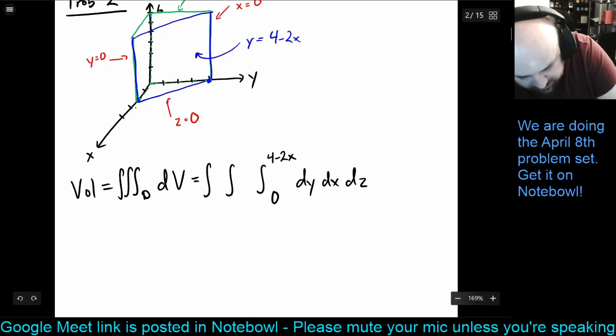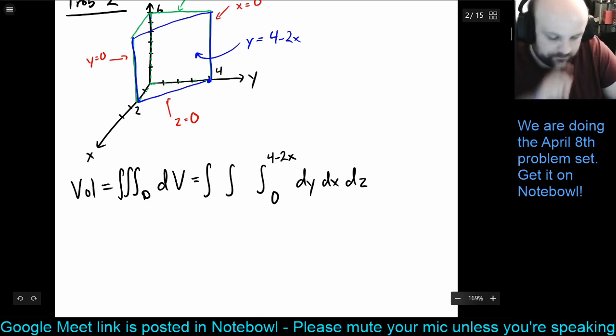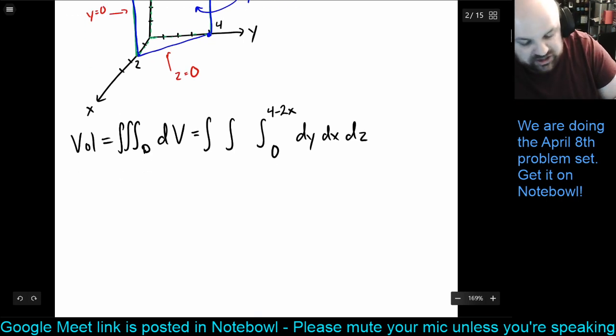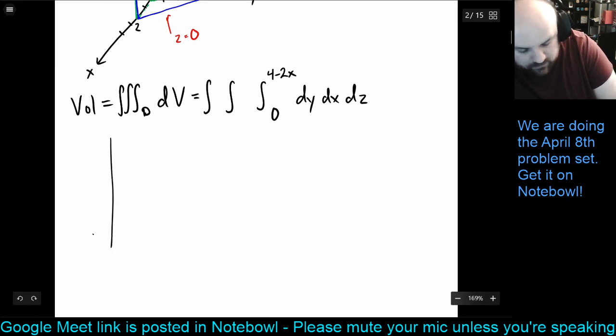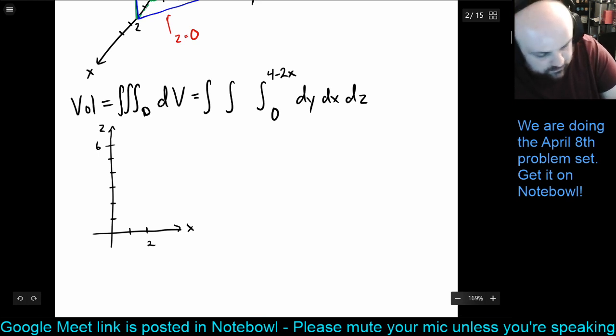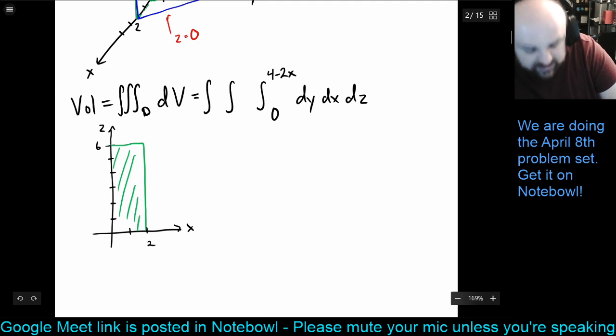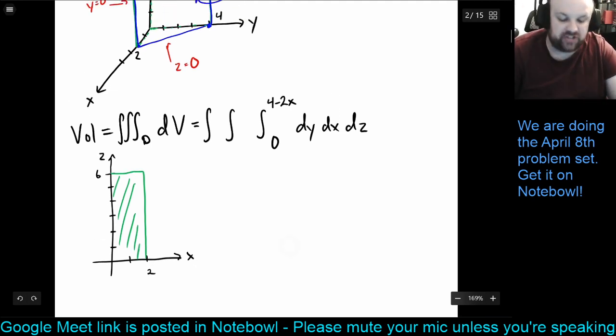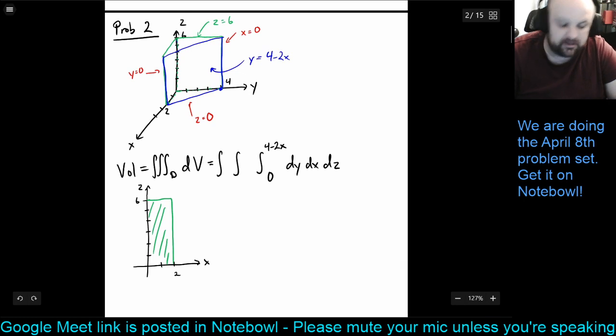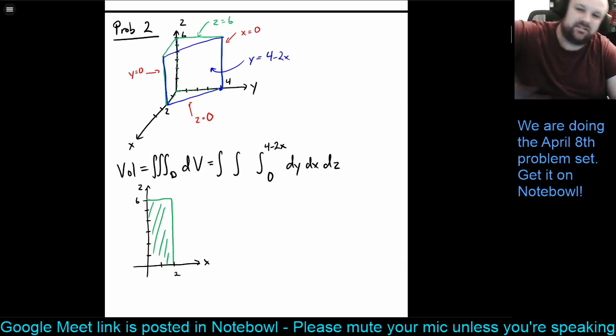Right? So remember, this here was 2 and this was 4. So when we squish the shape down, what we get is this shape. Let's use green. We get this region right here. This is the shadow of that prism on the xz plane. Right? We're just taking that and squishing it into the xz plane.